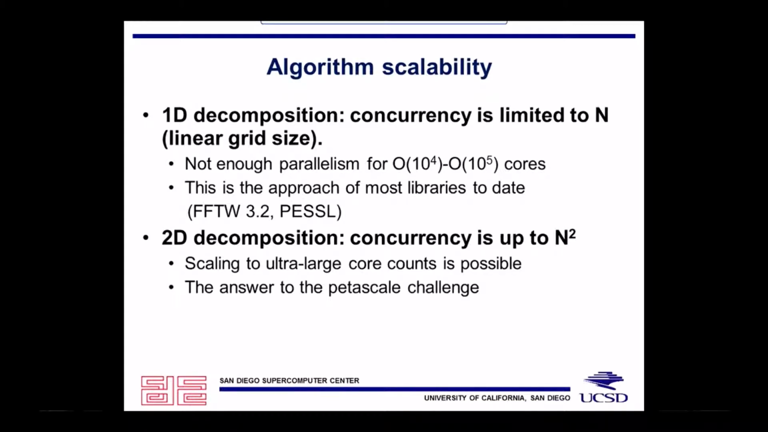So if you have a one-dimensional decomposition, the scalability is limited by n, which is the linear grid size, because you have only so many planes. And that's not enough parallelism for modern systems that often have tens or even hundreds of thousands of cores. However, most existing libraries today still use one-dimensional decomposition. That's why something else is needed, and two-dimensional decomposition is what solves the problem, where concurrency is increased up to n squared. Next slide.